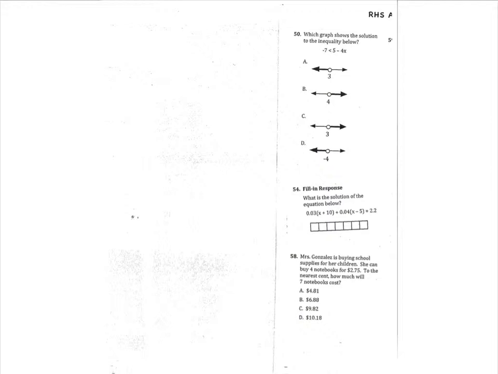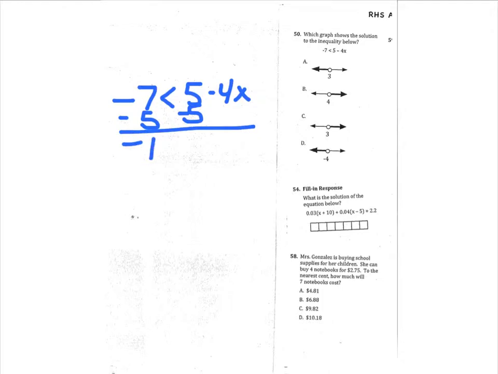Okay, number 50, we have an inequality, and so we can just go ahead and solve that inequality. So it's negative 7 is less than 5 minus 4x, and I'm going to start by subtracting 5 from both sides, and so I get negative 12 less than negative 4x, and I'm going to divide both sides by negative 4. Oh, and when I divide by a negative, my inequality sign has to switch directions. Don't forget that part. On the left-hand side, I have a negative divided by a negative, which is positive 3, and I have x.